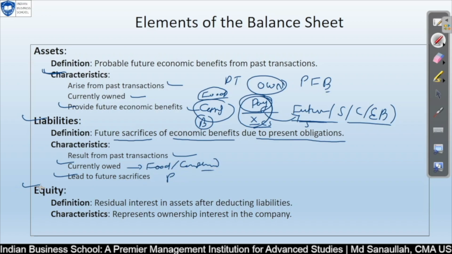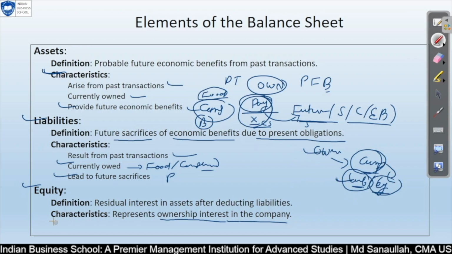Now if you talk about equity, as I told you, this is the owner's money given to the company, so the company will consider it as a liability or equity. Basically they don't say it is liability, they always say it is equity. It is the residual interest in assets after deducting liabilities. It represents ownership interest in the company. How much ownership interest the owner has, that is called equity. In future you will get interest for your investment. After deducting current liability from current asset, whatever you have, that is your equity.